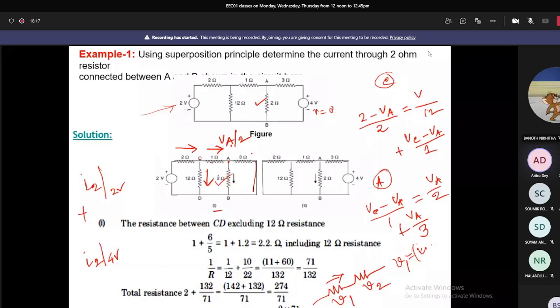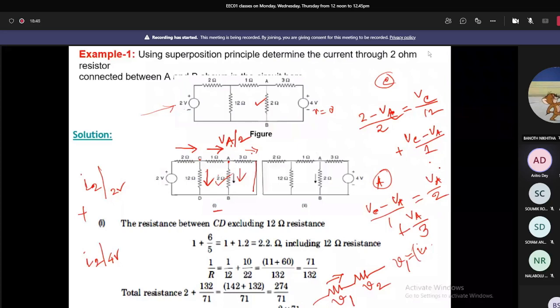At node A, it is VC minus VA by 1 equal to IAB, and then this VA by 3. So IAB is nothing but VA by 2, and it is VA by 3. So this is the total current, KCL for the node A. If you solve this and find VA, then you can readily find VA by 2, which is your IAB when only the 2 volt source is taken care of.